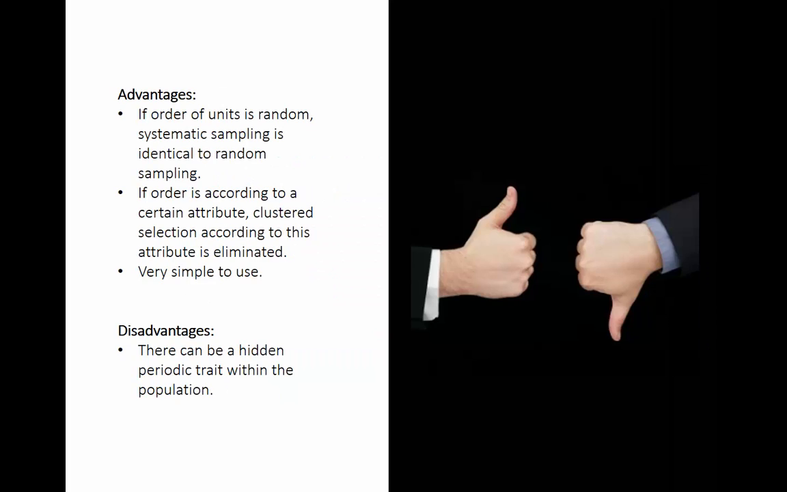Advantages: if the order of units is random, systematic sampling is exactly the same as random sampling. That's what I just said. If the order is according to a certain attribute, clustered selection according to this attribute is eliminated. So I don't end up with only males or only females in the people that I actually study every day. Again, I selected individuals randomly, but I made sure that there are both males and females in there.